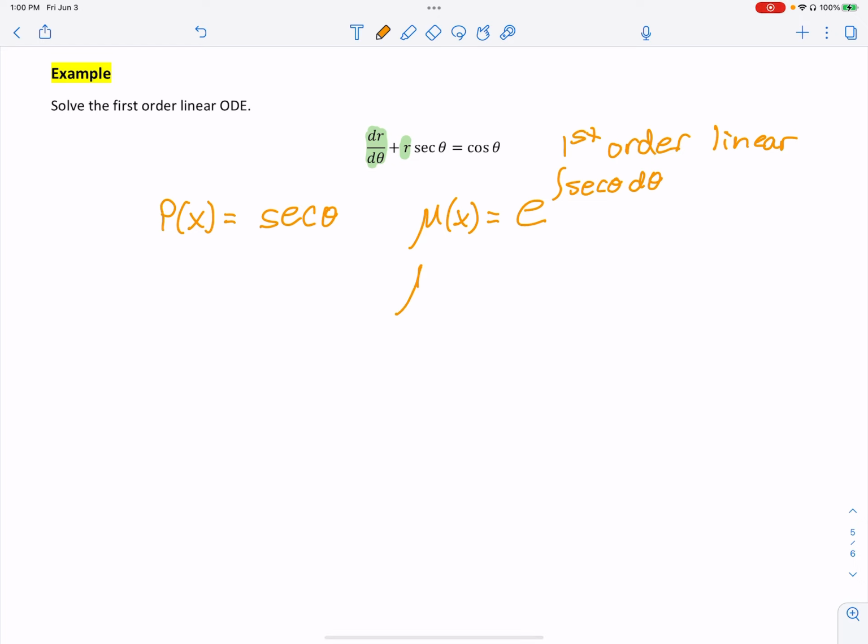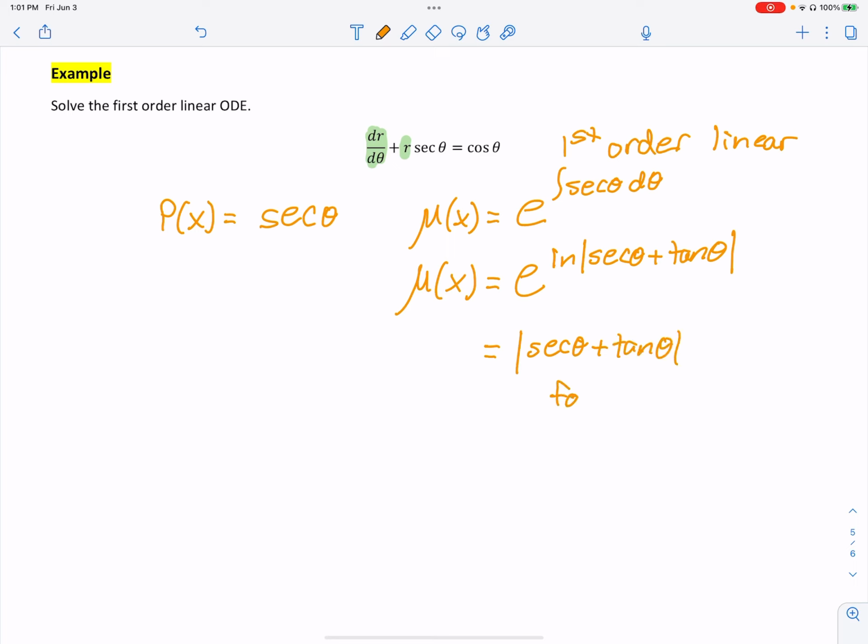So what this integral ends up being, we'll call it mu of x equals e, and then this integral becomes ln of secant theta plus tangent theta. If this were to show up on an exam, I would give it to you. So you would have a table or something up front. The e and the ln undo each other. So we just get secant theta plus tangent theta.